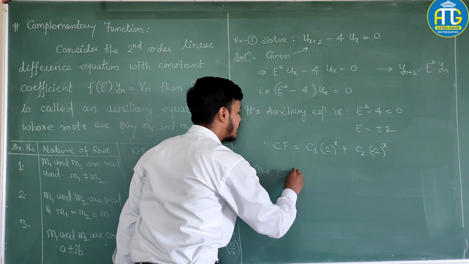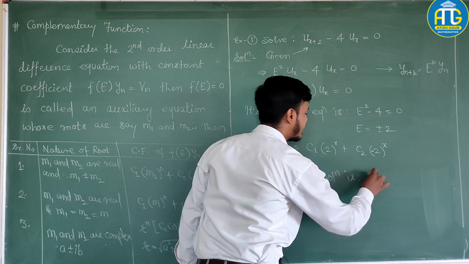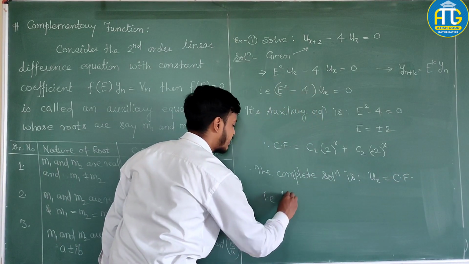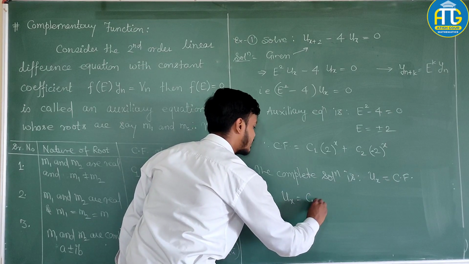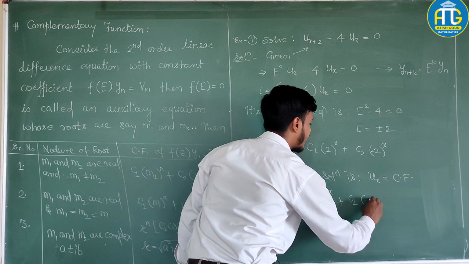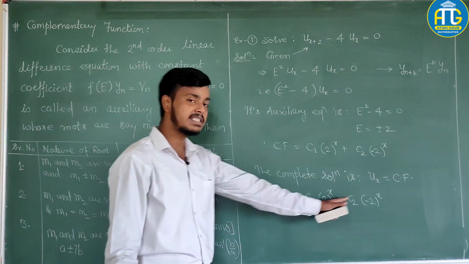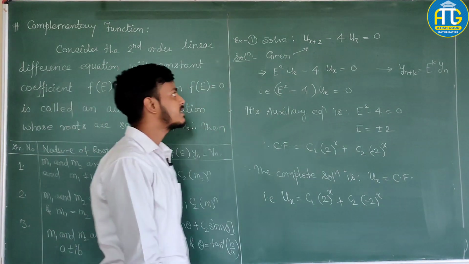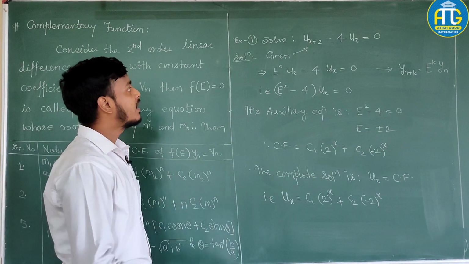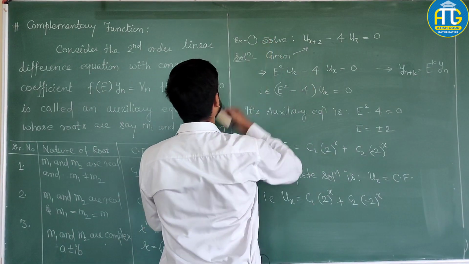Therefore the complete solution is Ux is equal to CF, that is Ux is equal to C1 2 to the power n plus C2 (minus 2) to the power x. And don't forget to write where C1 and C2 are arbitrary constants. Is this clear? If this is clear, then we can take some other variety of problem. So let us take example number 2 now.